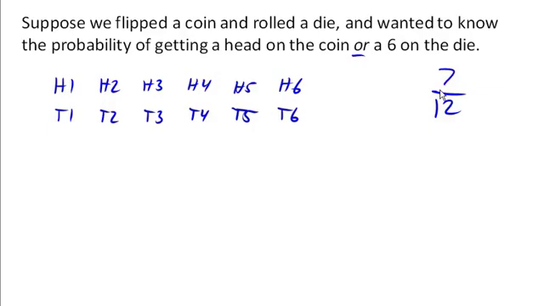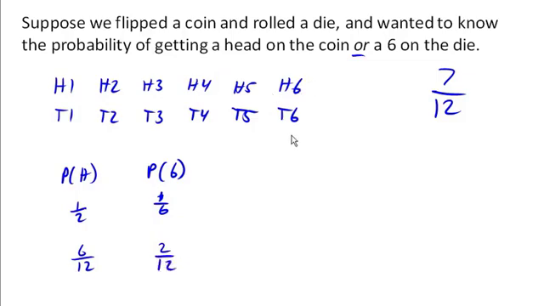Now, could we have figured that out another way, by looking at the two events separately? What's the probability of getting a head on the coin? The probability of a head is 1/2, or in twelfths, that'd be 6 out of 12. 6 of the outcomes have a head. What's the probability of rolling a 6 on the die? Well, that's 1 out of 6, 1 roll out of the 6 possibilities on the die. And in terms of our total outcomes here, 2 of them have a 6 on the die.